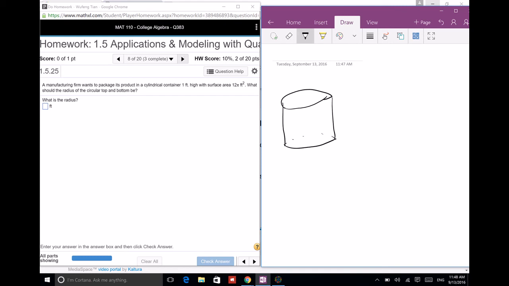So if we have a cylinder, a manufacturer wants to package its product in a cylindrical container. Oh my bad. Cylindrical, I think, is something like this. Let me check online. Okay, so what is the cylindrical container with 1 foot height with the surface area 12? What should be the radius of the circular top and the bottom be? Wait, it's the same. Okay. So let me see.